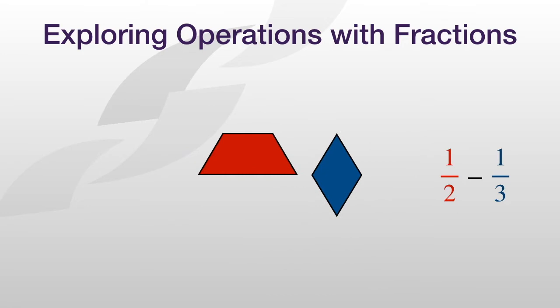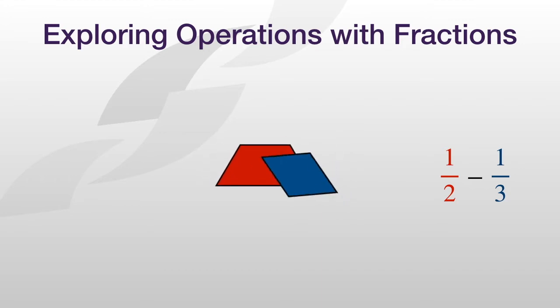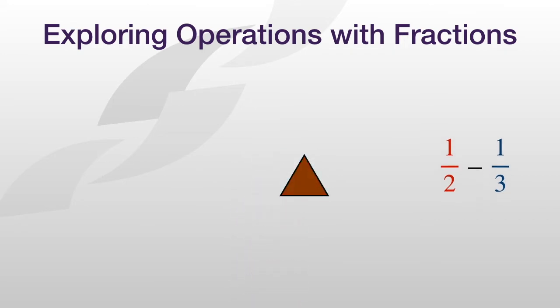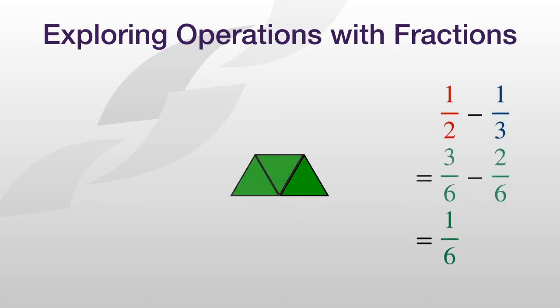We can think about subtraction as removing or taking away. Imagine taking 1/3, a blue rhombus, away from 1/2, a red trapezoid. This leaves behind a triangle, which is equal to 1/6. Again, we can see common denominators at play. 1/2 is equivalent to 3/6, and 1/3 is equivalent to 2/6. Subtracting the numerators over a common denominator leaves the difference.